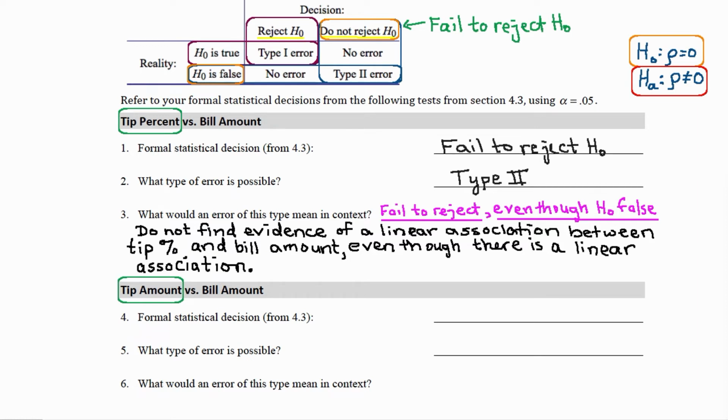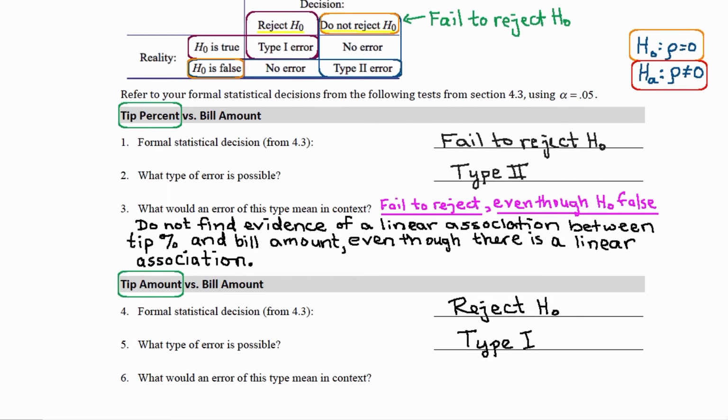All right, if we look back to our notes from 4.3 at the tip amount versus bill amount, if everybody were to tip 20%, we would have a perfectly linear positive correlation. In reality, some people tip more, some people tip less, and that's where the scatter plot starts to look not like a perfect straight line. But in this case, we did see a strong linear association, as we would expect. So we did reject the null hypothesis in this case. And therefore, type 1 is the only type of error that is possible in this case.